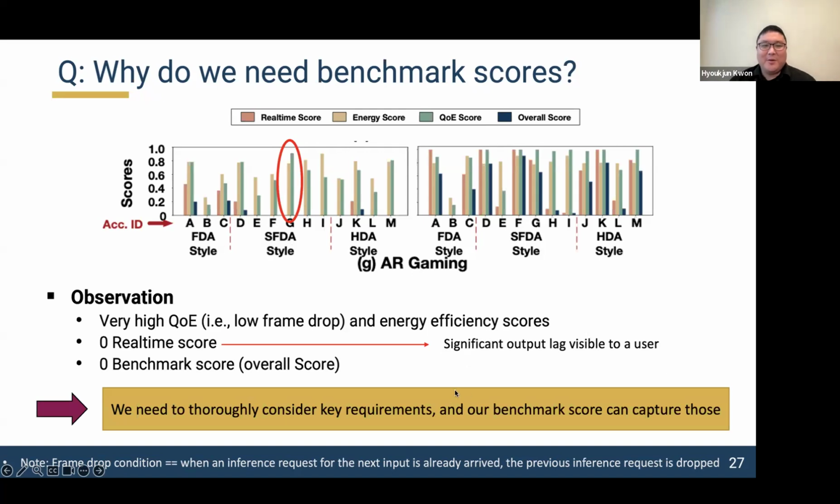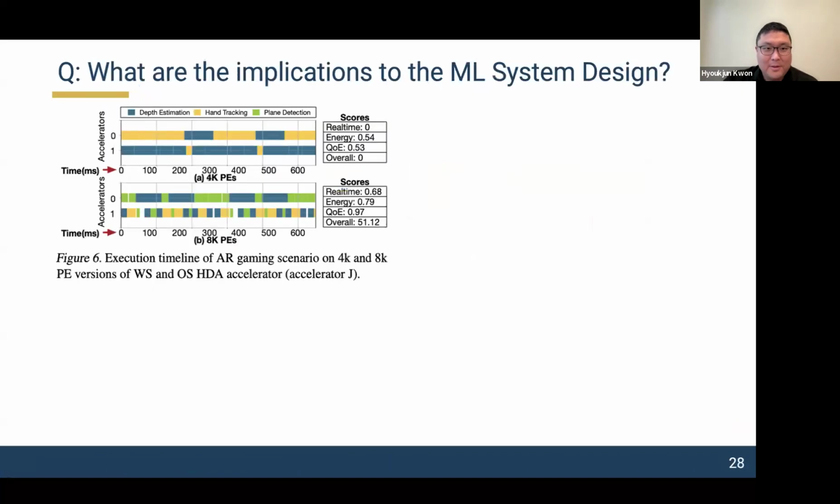So in short, we need to consider all the aspects when we evaluate ML systems for this kind of workload. We need to thoroughly consider all those key requirements. That's why we need those diverse unit scores to capture all of them. And let's take a look at this. With these results, we try to answer what the new implications are for ML system design.